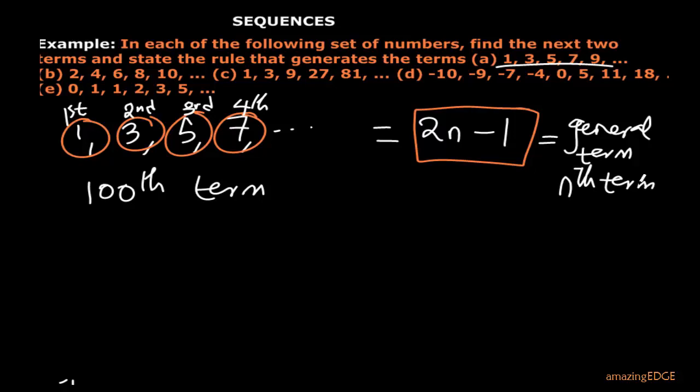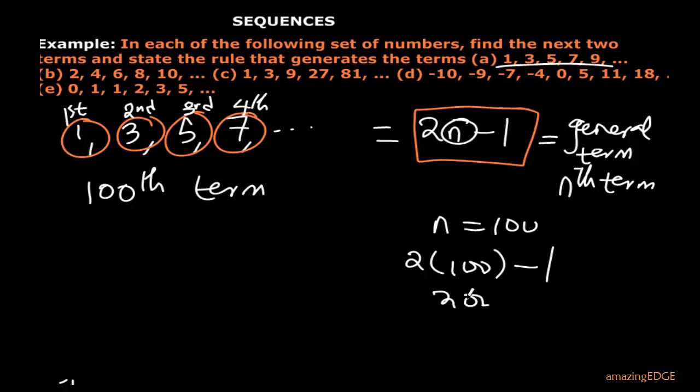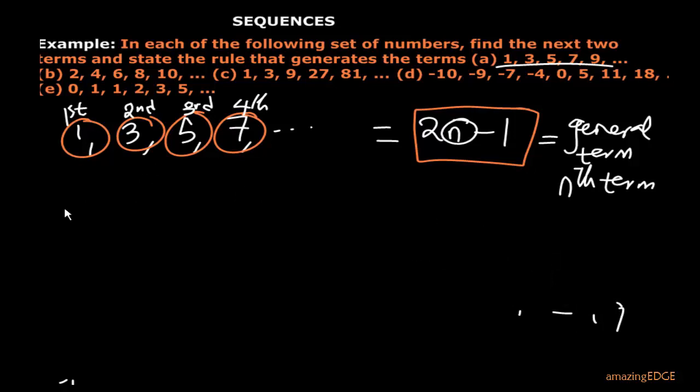So now, for me to get the 100th term means that my n is 100. If you put n equals 100 in this formula, I have 2 times 100 minus 1. So 2 times 100 minus 1 is 200 minus 1. This will give you 199. Then again, you will also see that this formula will generate every term of this sequence. So let's look at that.